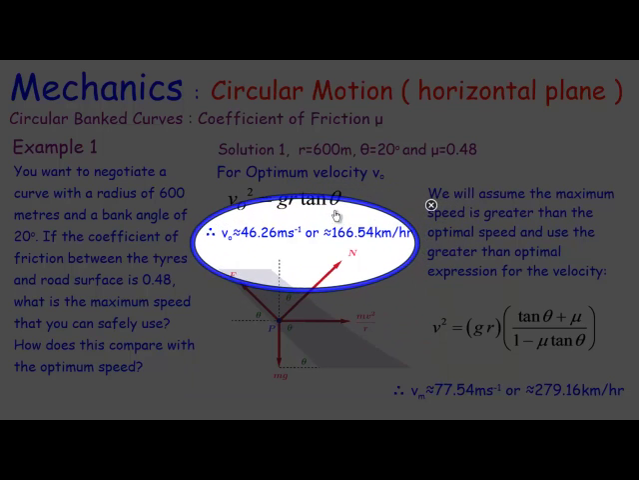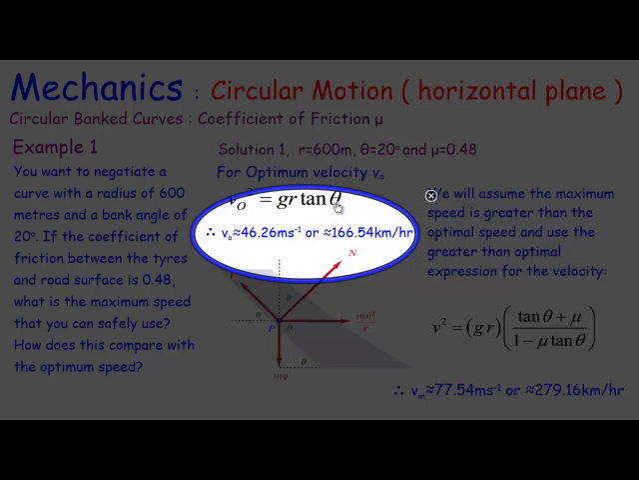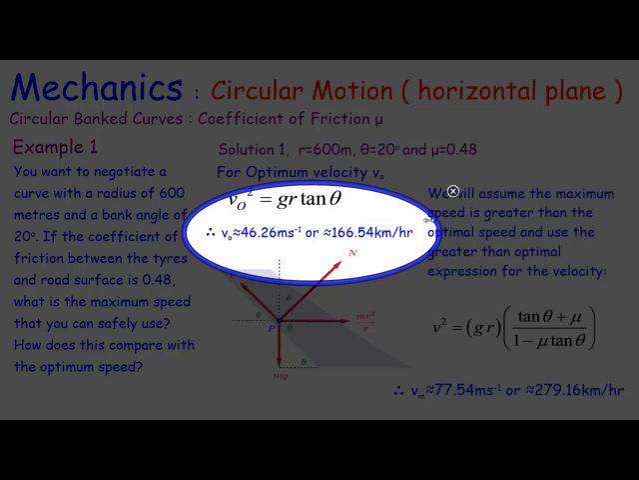Okay, but we end up getting a velocity for this particular banking of about 46.26 meters per second. Oh, you can see that's quite quick, 166.54 kilometers per hour. Okay, that is the optimum for that particular banking, where there's no sideways slip. There won't be any sideways slip.